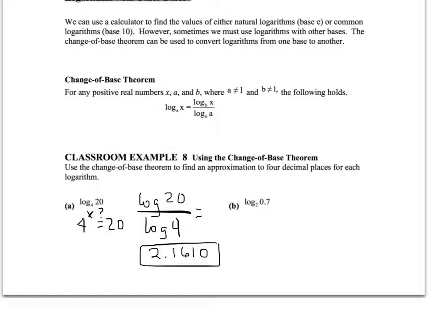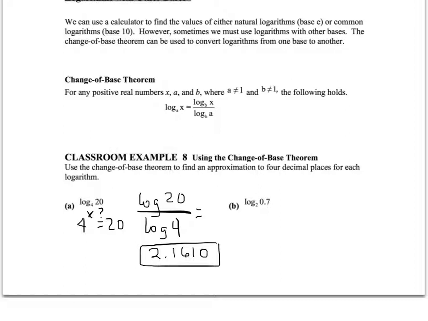Now that 0 is necessary because the instructions said round to the nearest 10,000th. There are 4 places to the right of the decimal. That means that if we don't include the 0 and we put 2.161, it appears that the answer was exactly 2.161. The 0 indicates we did round to get this answer.